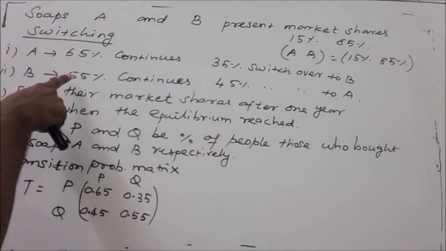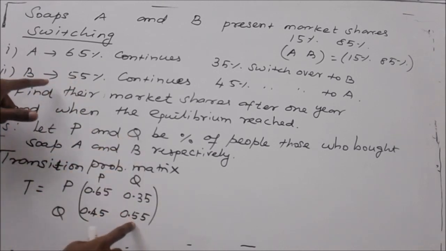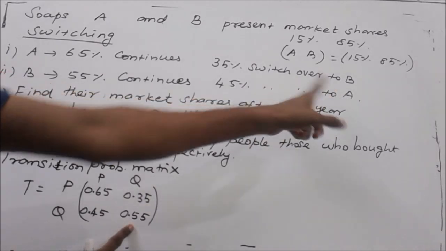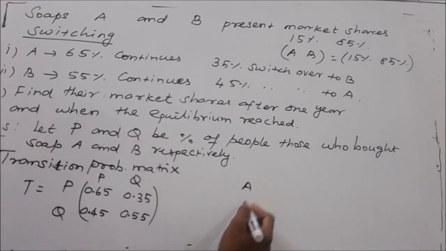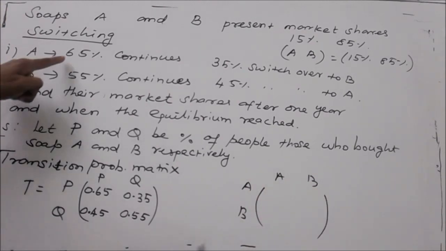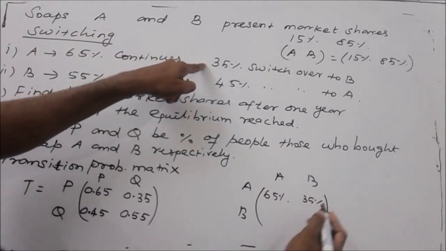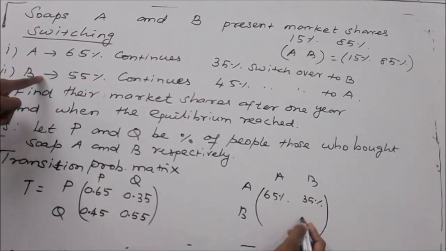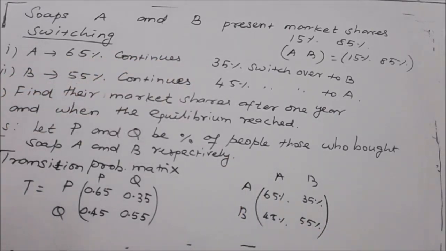And then the second case for B: 55%, that is for Q 55%, and switch over to A is 45%. If you get confused, you should write this as AB, and you can easily write AB or AB. You can keep it this way, it will not be a problem. This means in A 65% and then B 35%, and for B it is 55% and then for A it is 45%. You can write either way. So this is the transition that happened.